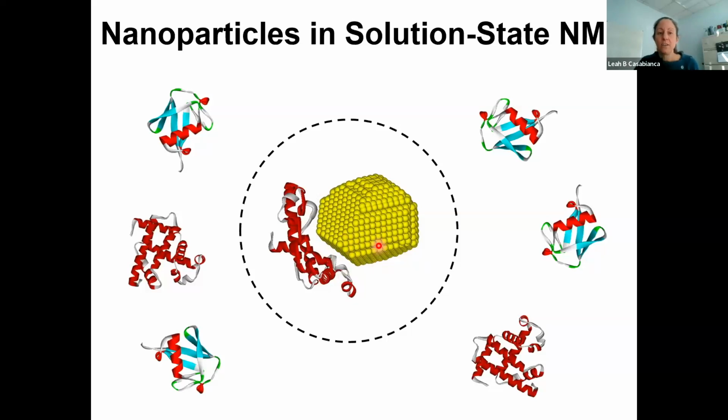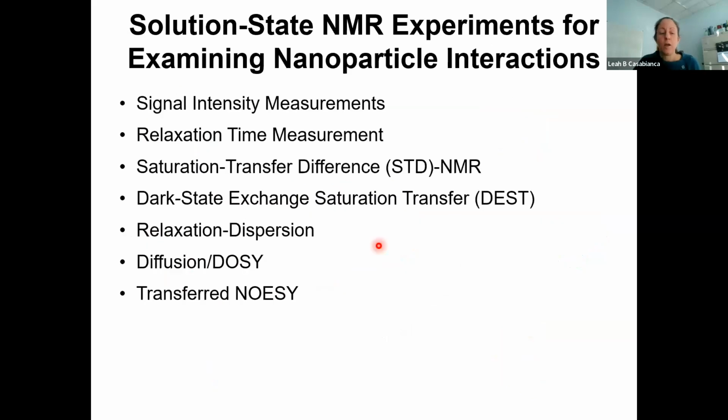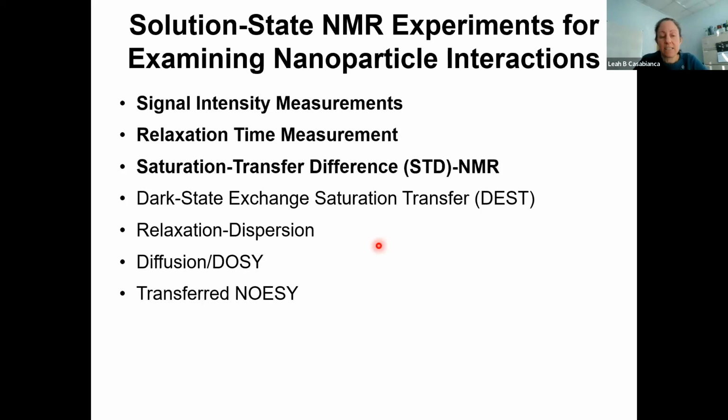And there are several solution state NMR techniques that have been used. So some of these are listed below. I'm going to talk about the first three today. So measuring signal intensity, relaxation time, and I'll focus on the STD NMR technique.